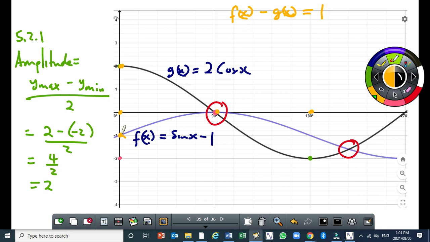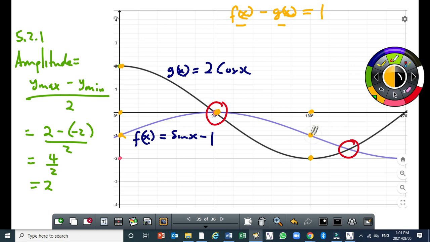So the next point that I have to look at is this one. But at this point of intersection, f of x is 0, g of x is 0, so I can't get 1. Which means I may be left with this point and that point. Both of them are at 180 degrees. But now, the value of y here for g of x is a negative 2. The value of y here for f of x is minus 1.